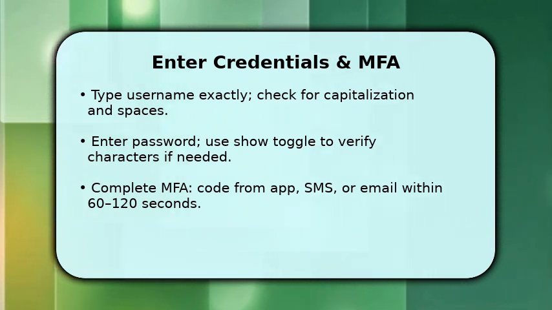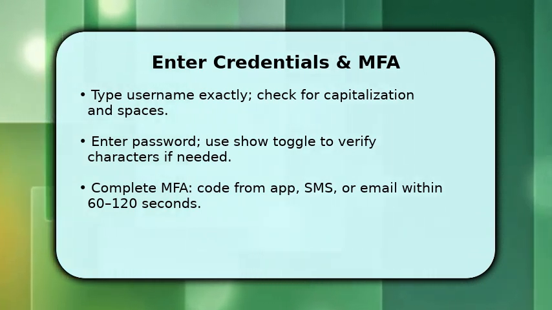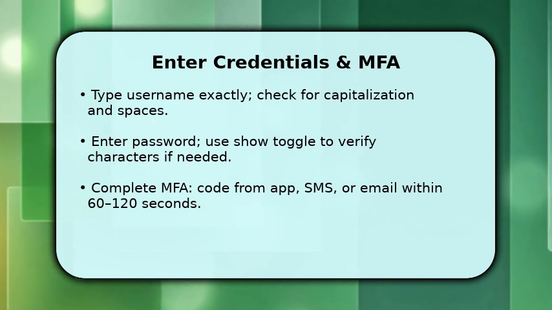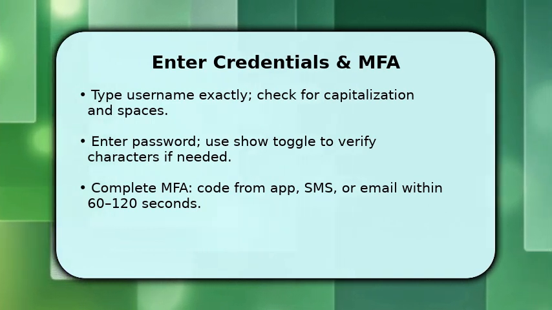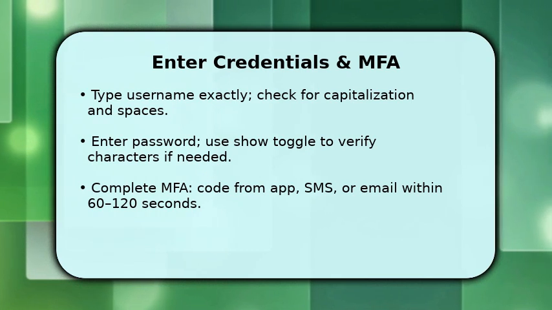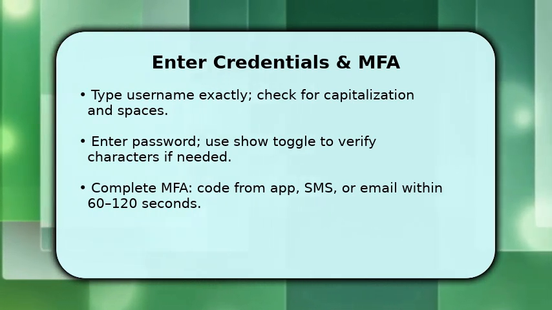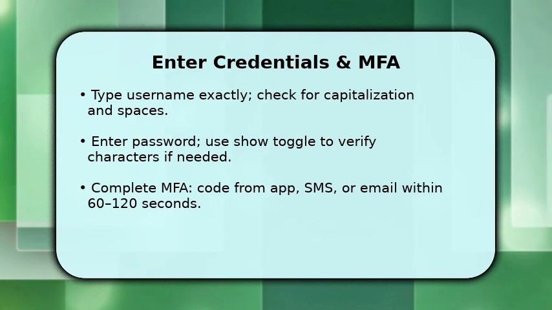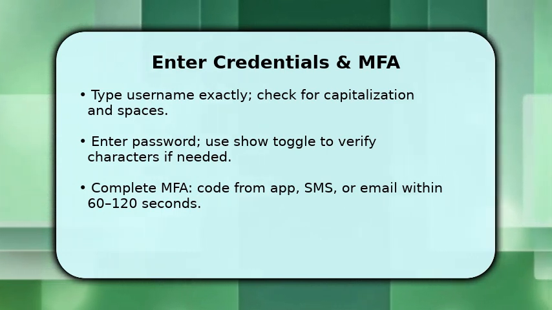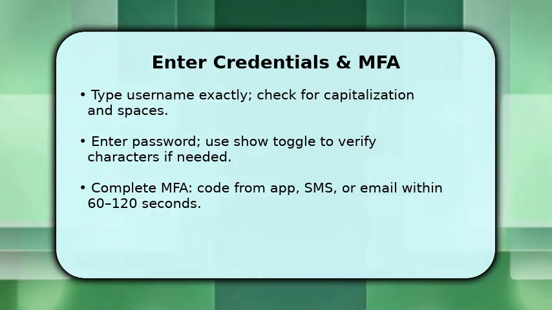This avoids lockouts. Next, proceed to multi-factor authentication. Retrieve the one-time code from your authenticator app, SMS, or email and enter it promptly. If you're on a shared device, select the appropriate trust option or skip to avoid saving credentials. Then click Sign In to submit everything.